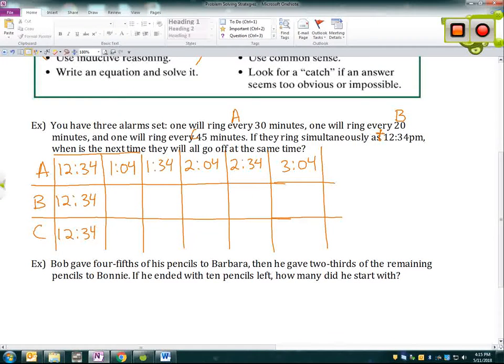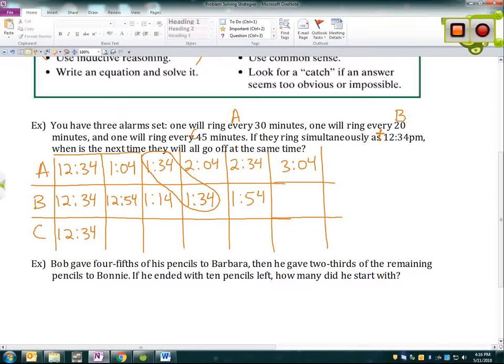So alarm B is ringing every 20 minutes, okay? So filling in some times for this. It's ringing the most often of all of them, so I'll probably have to have the longest row here. Okay, so 12:34, the next time is going to be 12:54, and then 1:14, and then 1:34, and I do see right here, actually, let me go ahead and finish this, that alarm A and B are both ringing at 1:34, okay?